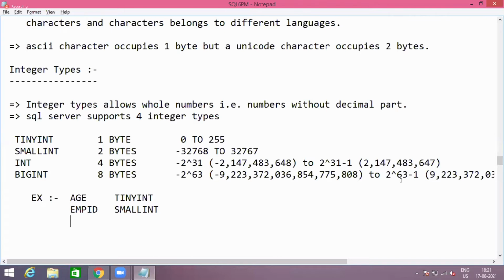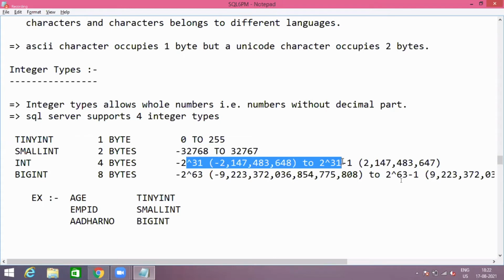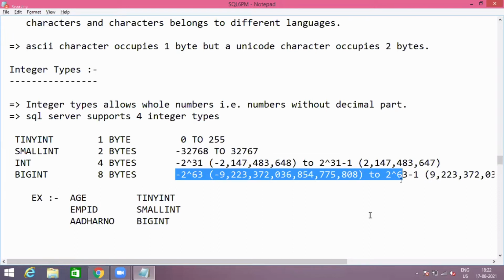Okay? So suppose I want to store an Aadhaar number in the database. Then take what? Big integer. It depends. Aadhaar number contains how many digits? 12 digits. So I cannot use small integer. I cannot use integer also because it contains 12 digits. So then better to use big integer.